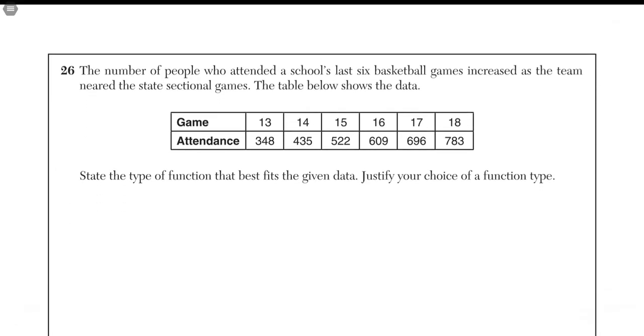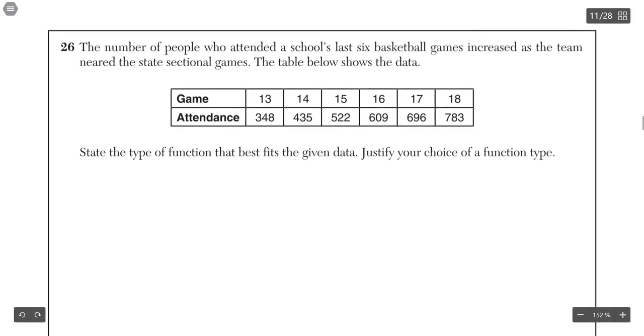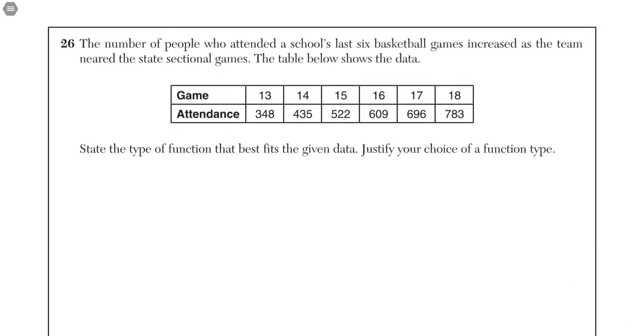Okay. So state the type of function that best fits the given data. So if it's increasing by a consistent amount, meaning it's increasing by the same amount every game, then it's going to be linear. If it's doubling or tripling every time, then it's going to be exponential.